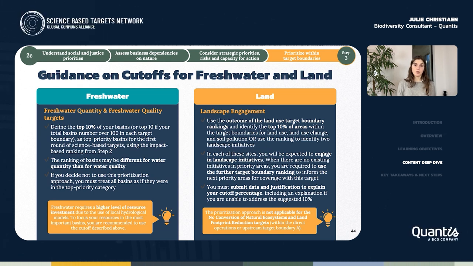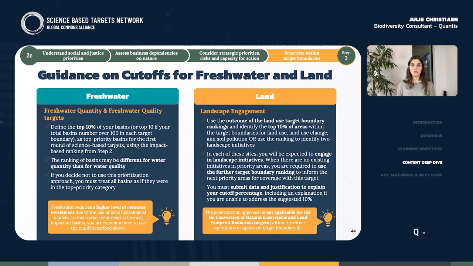For freshwater targets on freshwater use and freshwater pollution, companies are required to select the highest 10% of basins, or the top 10 basins if there are more than 100 basins in each target boundary, as top priority basins for the first round of science-based targets. The ranking of basins may be different for water quantity than water quality, depending on the company's pressures and state of nature at each site.